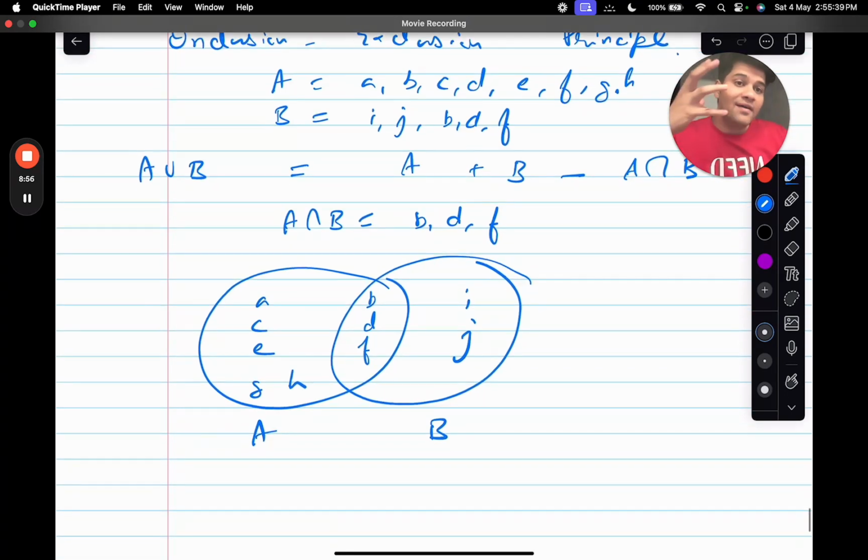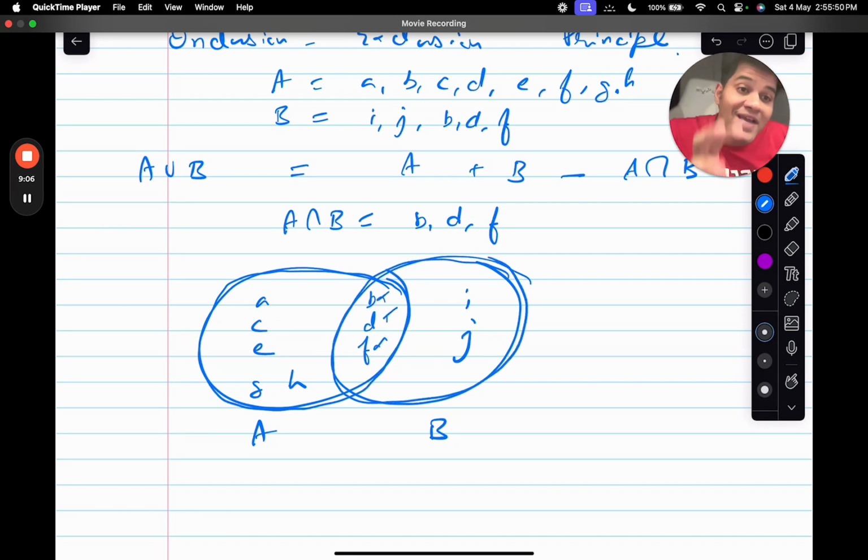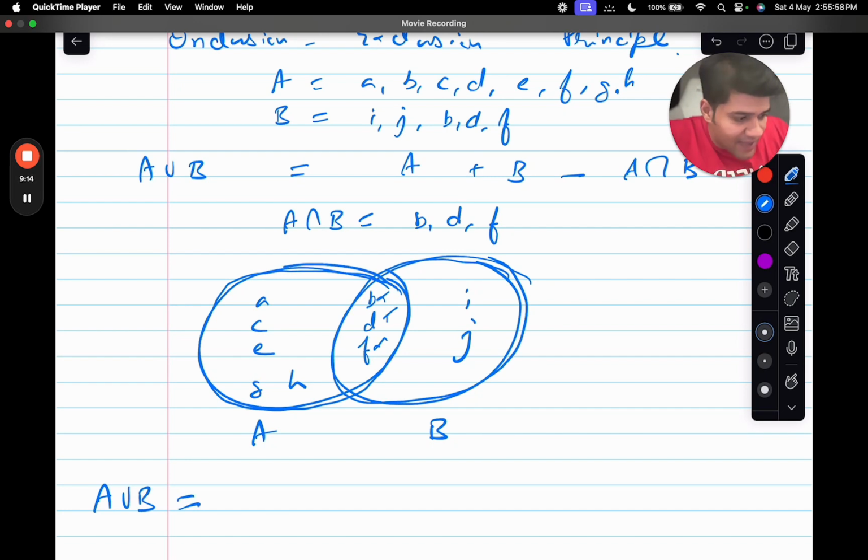If I have to have all of them without the duplicates, what I would do is pick the entire A and pick the entire B. But you have to see that this intersection part got picked twice. It got picked as a part of A, and it got picked as a part of B. So I'll have to subtract it once. Again, let me try to make the union of A and B. Let me pick the entire A. So this is me picking the entire A: A, B, C, D, E, F, G, H.